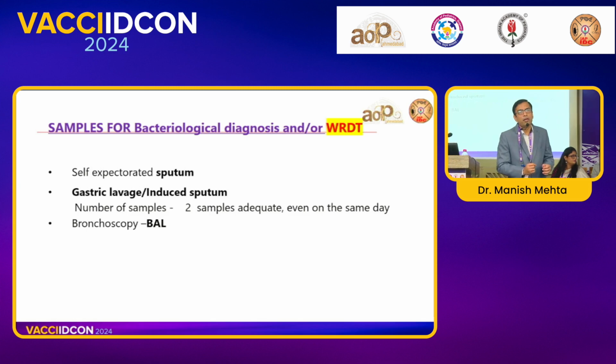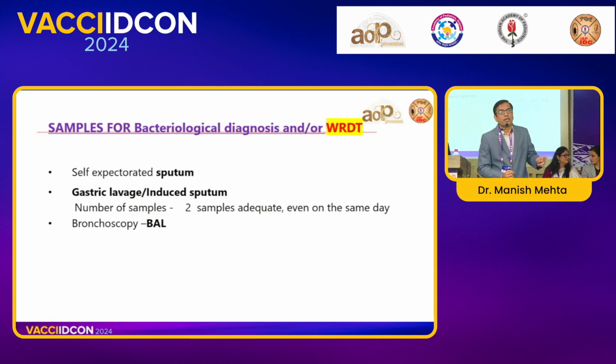Why is this to be done? Because CBNAAT will only test sensitivity or resistance to rifampicin, but this MGIT will give you resistance against isoniazid also, which is also increasing nowadays.